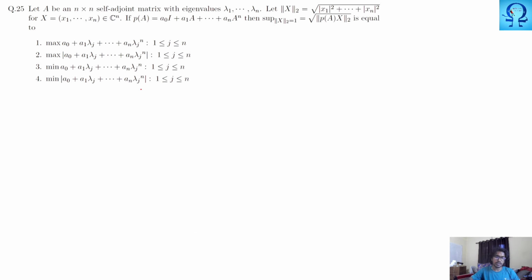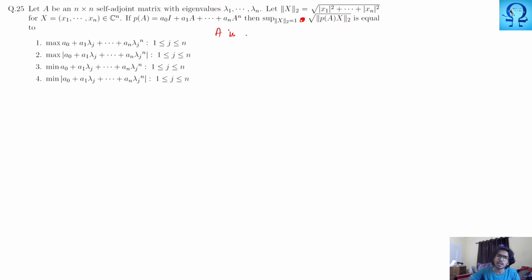Moving to the next question. Here it is given that A is an n by n self-adjoint matrix with eigenvalues, and the norm of any vector x is given in this fashion, where x is a vector in Cn. If P of A is defined in this form, then what is the supremum of this quantity? There is a typographical error here. We will have to find out this supremum value.